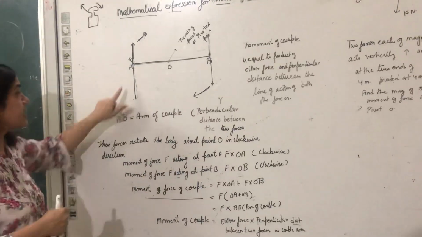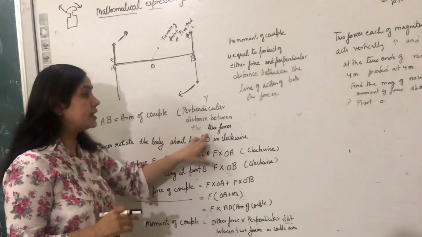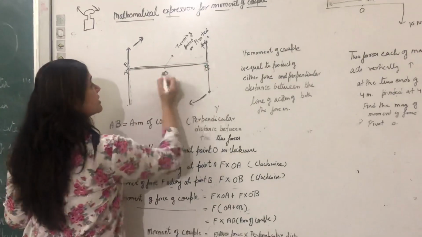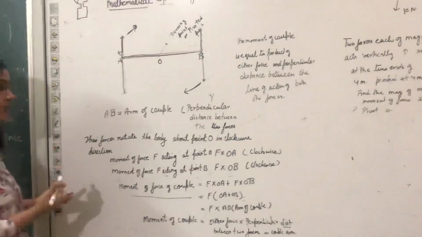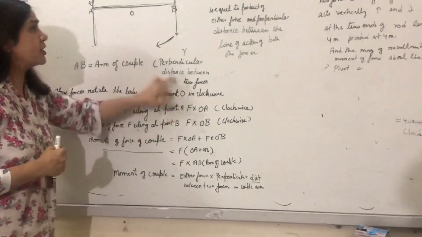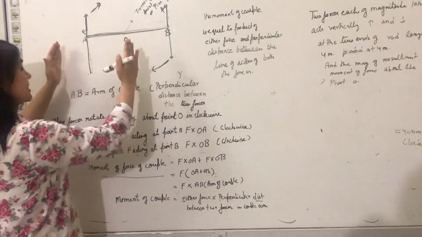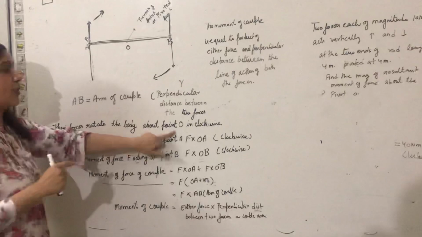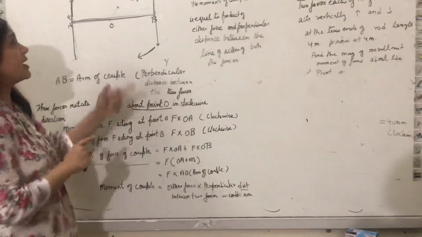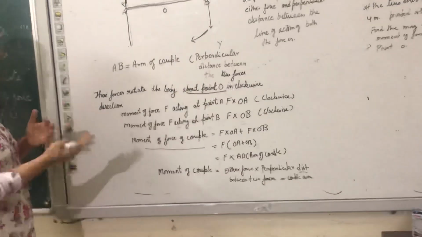So what is AB? The perpendicular distance between the two forces. This AB, with the point O, is the perpendicular distance between these two forces. These two forces at A and B rotate the body about the point O. This word about is very important. About the point O, that's why this O is the turning point or the pivoted point.